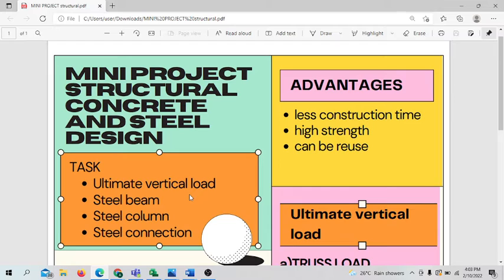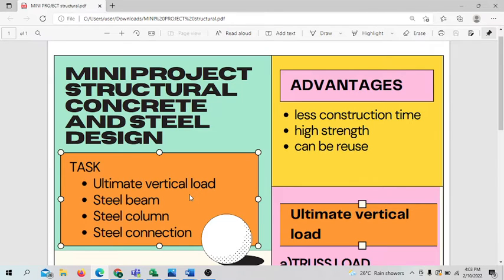Today I want to present the poster that we did in the mini project, structural concrete and steel design. In this mini project, we have to work in a small team, and the duration of this mini project is 4 weeks.